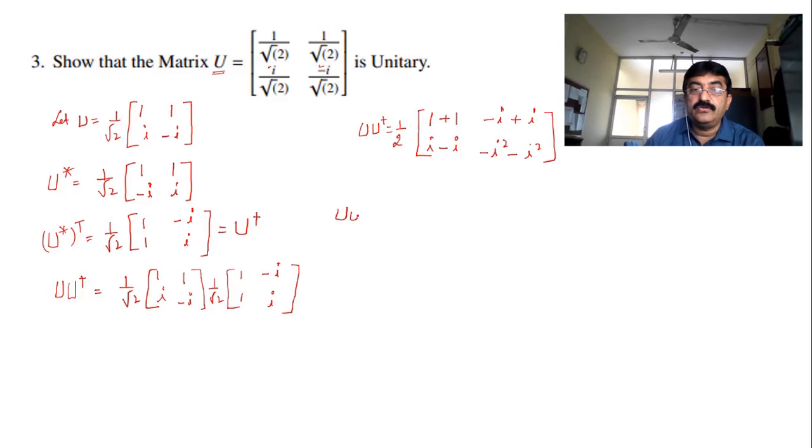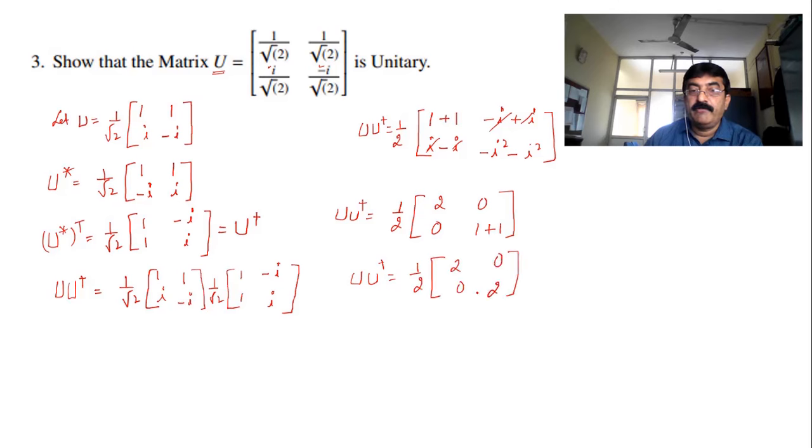So it is U dagger, equal to 1 by 2 into 1 plus 1, 2; minus i plus i cancel, so it is 0. Again i minus i cancel, 0; minus i square is nothing but 1, plus again minus i square is nothing but 1. Okay, that is U dagger equals 1 by 2 into 2, 0, 0, 2. Well, if you take the 2 inside, it becomes 1, 0, 0, 1. This is nothing but the identity matrix.